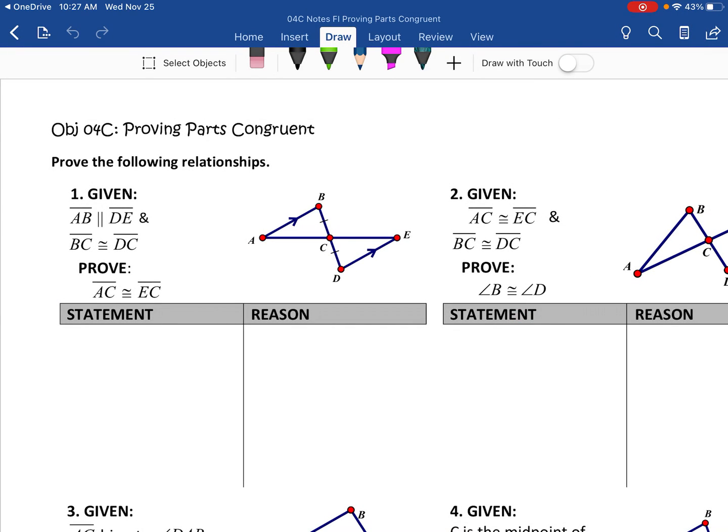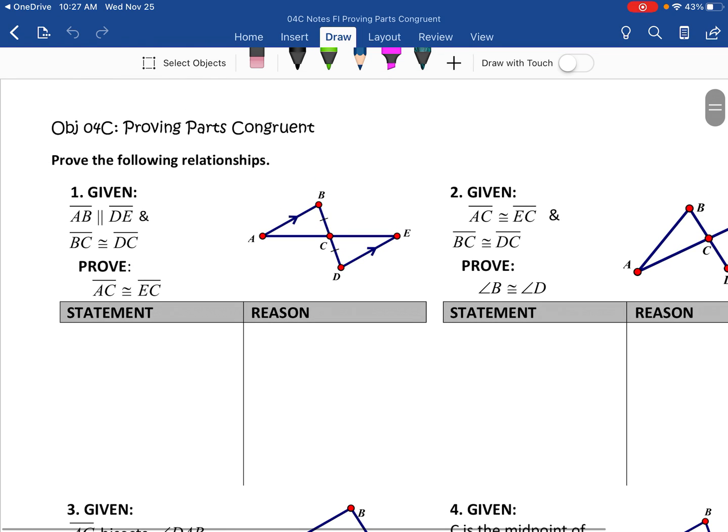So we're going from proving triangles congruent to parts congruent. What you're going to need to do for these is first prove a pair of triangles are congruent, and then you can say the parts are congruent. I'm going to talk about what you're going to say with that.